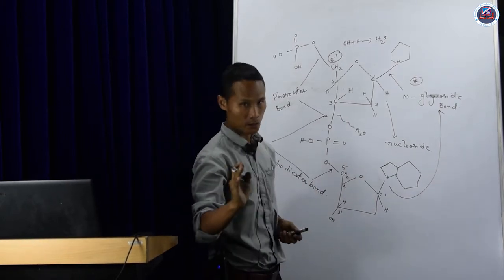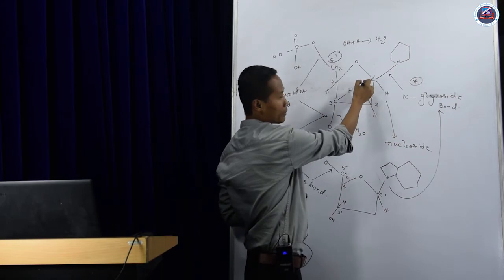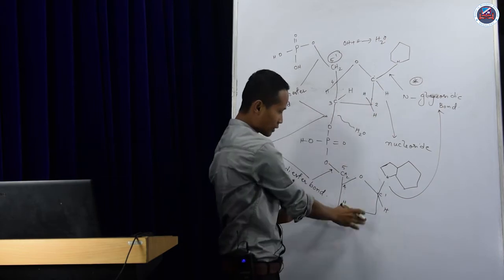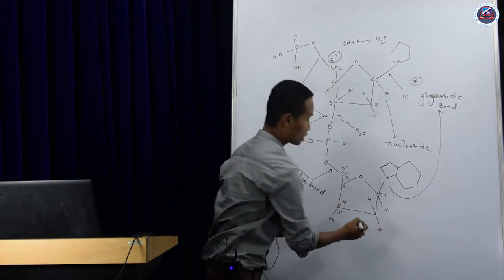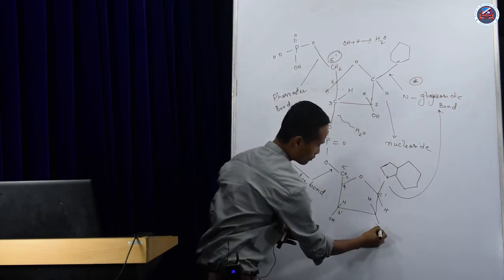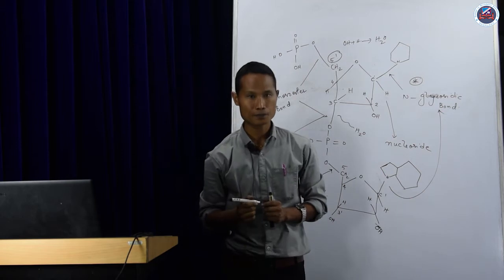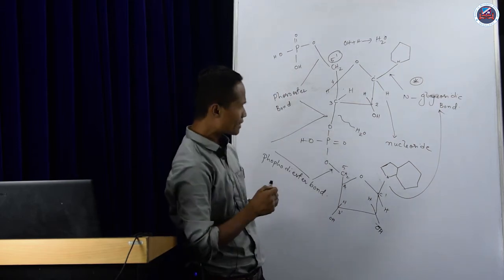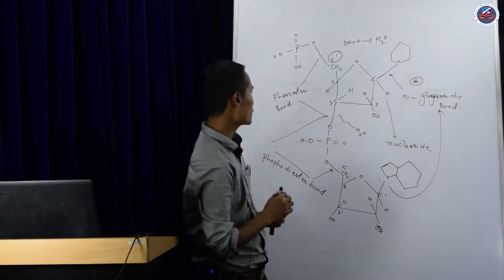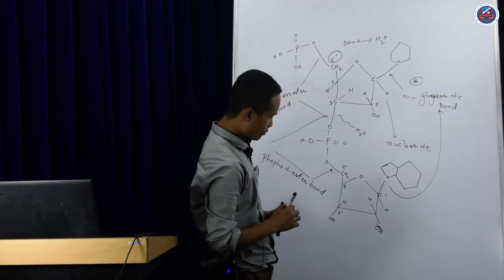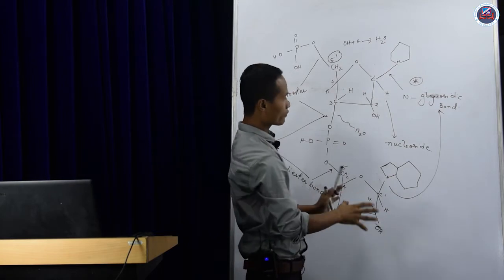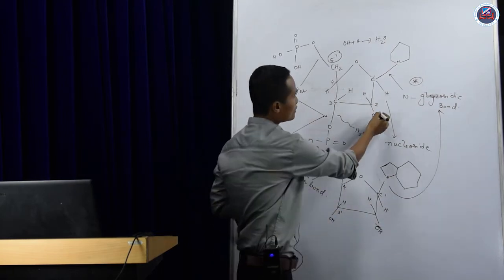As I said in the last class also, the only difference will be in the pentose sugar. If it is for DNA, the structure will be like this, H. But if it is for RNA, then an additional hydroxyl group will be present. Now, let me explain the difference between DNA and RNA. As I said, both have the same composition, the only difference is the pentose sugar.